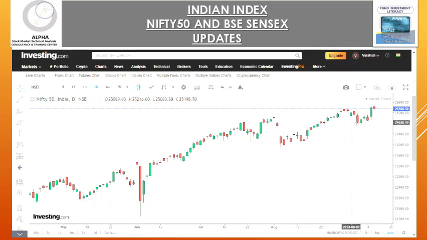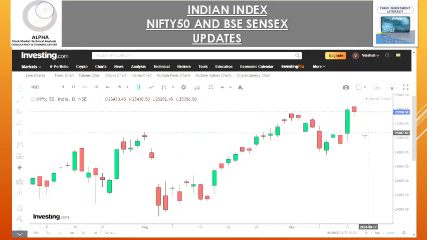Now if you look at this particular candle, it is the 13th of September 2024, that is last Friday. The market was not bad. You can see how it opened on a very positive note, made a high, and then happened to close around 25,430.45.